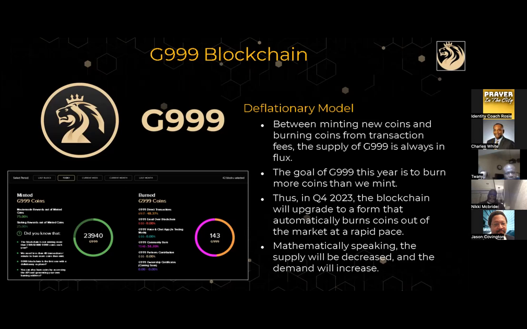Over here on the left-hand side is a snapshot of the deflationary model from G999main.net's Explorer, where you can see that we have minted a certain amount of coins today and burned a number of coins as well. When this blockchain gets its upgrade, this number will be massively higher. Okay, massively higher. What does that mean? That means if you don't have G999 coins now, it's a good idea to try to get yourself a few of them. I think Mr. Charles White has a few plans when it comes to that.